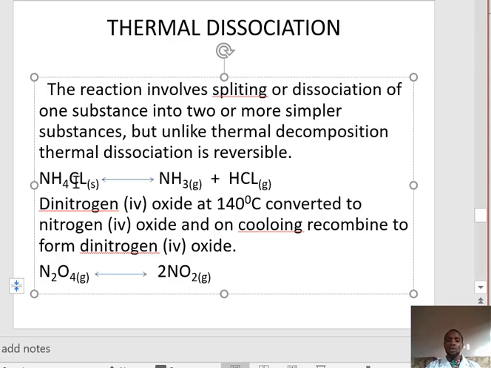When you look at the decomposition of ammonium chloride to give us ammonia and hydrogen chloride, it's also a decomposition of one to give us two, but here it is a reversible reaction. So this one is a dissociation reaction. Another example is dinitrogen tetroxide. At 140 degrees Celsius, it is converted to two molecules of nitrogen(IV) oxide. And when the nitrogen(IV) oxide cools again, it will give us dinitrogen tetroxide. So that is thermal dissociation.